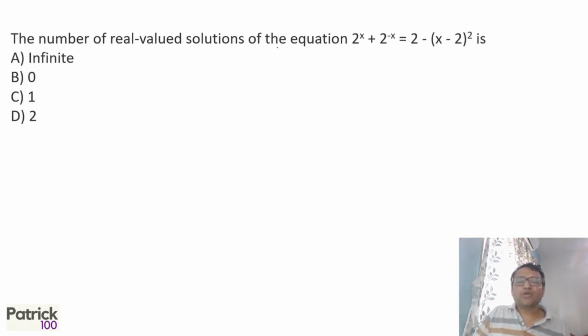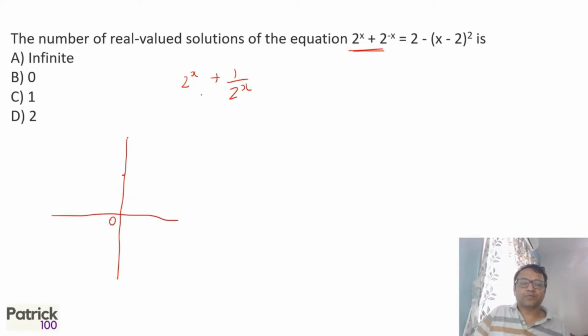The number of real valued solutions for the equation. Now, one way is to draw the diagram. Second is just let's look at left hand side. If you look at left hand side, it is 2 raised to x plus 1 upon 2 raised to x. And if you look at this value, the minimum value for this is 2. When x is 0, the minimum value is 2.